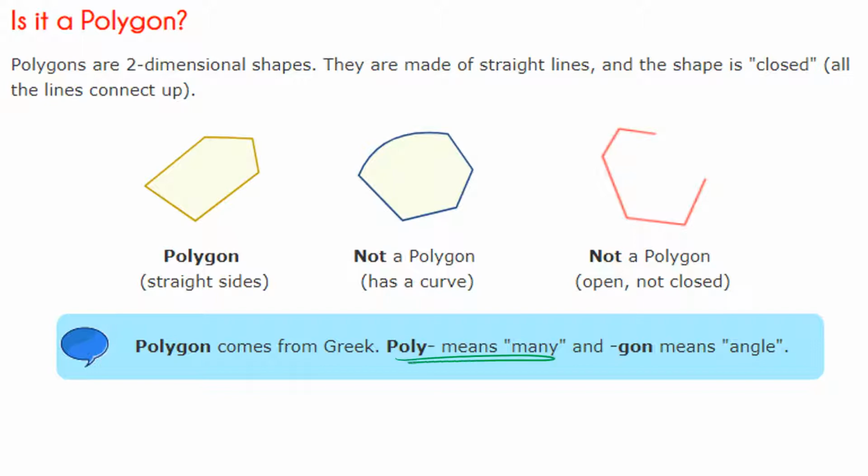Poly meaning many, gon meaning angle. A lot of times you hear me say that it's a 7-sided figure or 7-angled figure. So poly just means multiple sides or multiple angles, specifically angles being gon meaning angles.